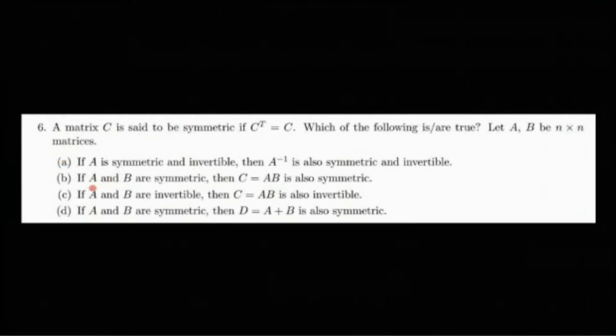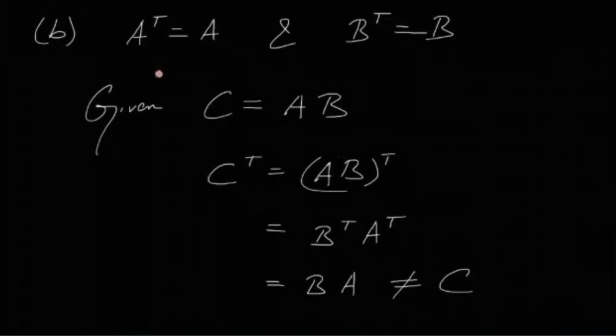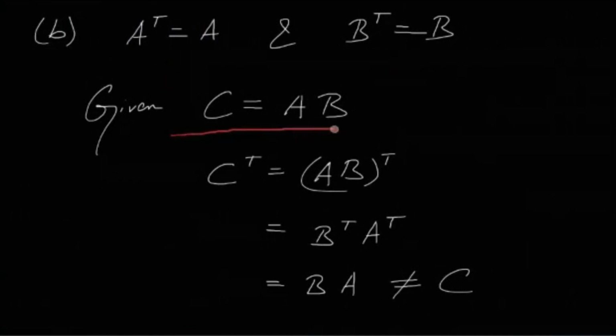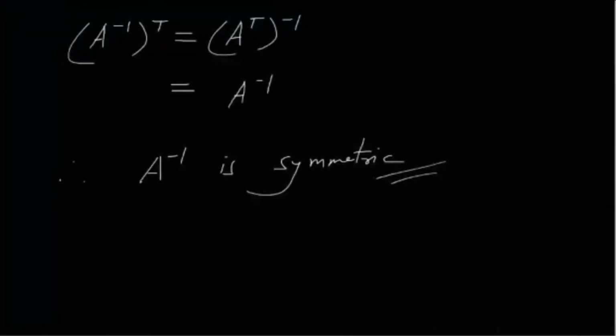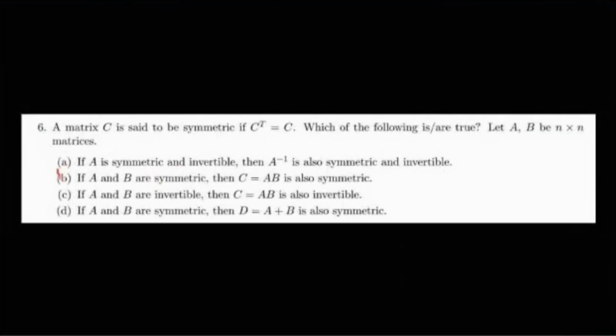What about option B? If A and B are symmetric, then C equals AB is also symmetric. Let's check that. A transpose is equal to A and B transpose is equal to B because they are said to be symmetric. Now given C equals AB, C transpose is equal to AB whole transpose, which is B transpose into A transpose. From the properties of transpose, this is B into A because B transpose is B and A transpose is A. But BA is not equal to AB, so it is not equal to C. Therefore, C transpose is not equal to C, so C is not symmetric. So option B is not true.